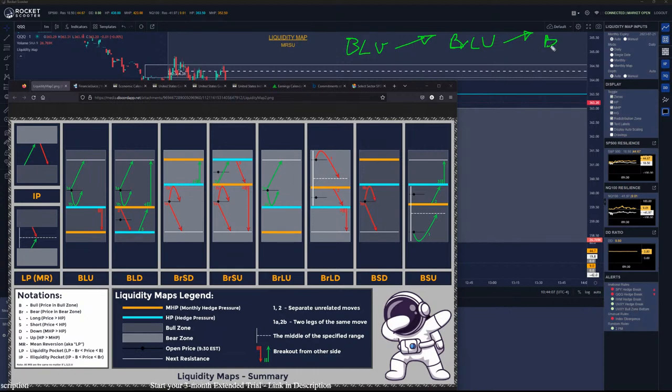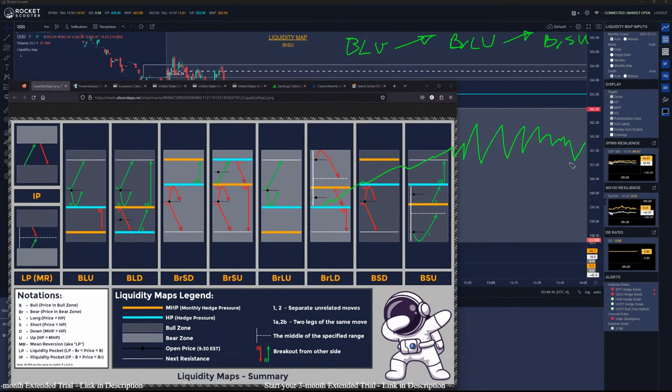And then bear short up. Now you get bear hedging takeover. So that's like rally, rally, rally, chop, chop, chop. And monthly hedge pressure is like right there at that point. Bear short ups like this. And so when you're hitting that monthly hedge pressure, the question is, do we collapse or do we rally?